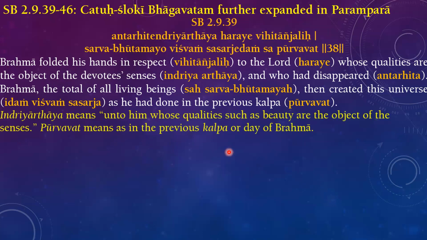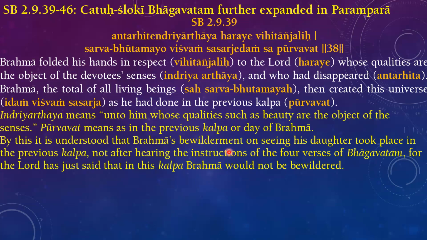Indriyarthaya means unto him whose qualities such as beauty are the object of the senses. Purvavat means in the previous kalpa or the previous day of Brahma. By this, it is understood that Brahma's bewilderment on seeing his daughter took place in the previous kalpa, not after hearing the instructions of the 4 verses of Bhagavatam. For the Lord has just said that in this kalpa, Brahma would not be bewildered. If you contemplate on these instructions of the 4 verses, you will never be bewildered, the Lord told. So the Acharya is saying that Brahma following after Vagdevi might have happened in the previous kalpa.